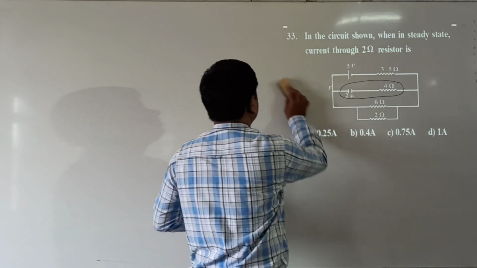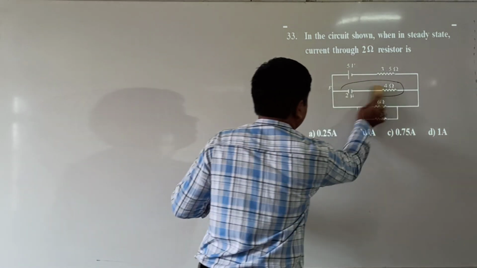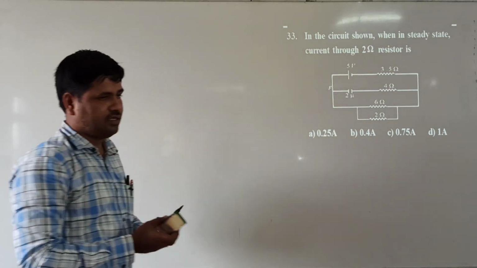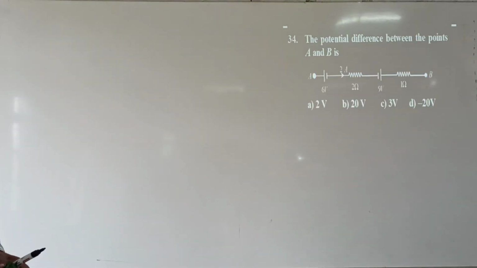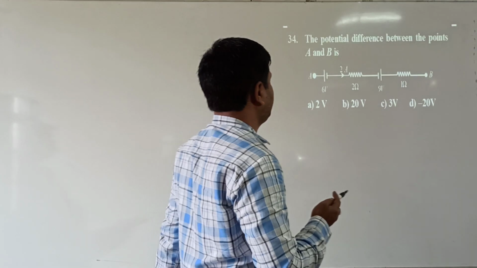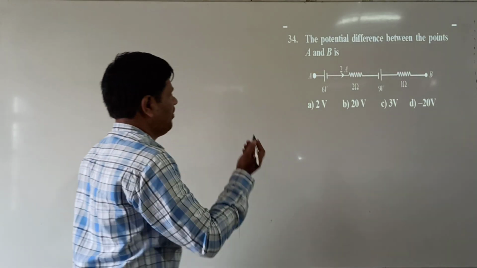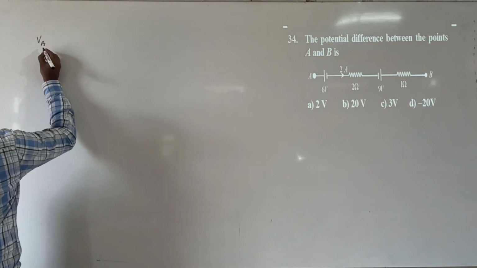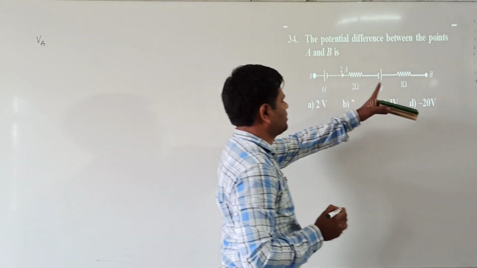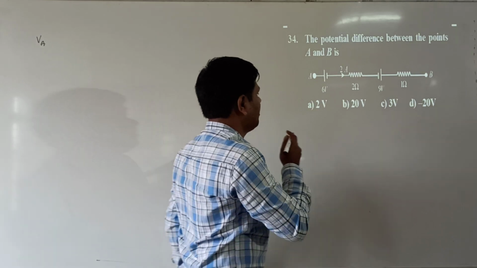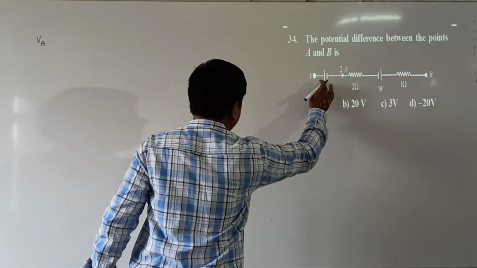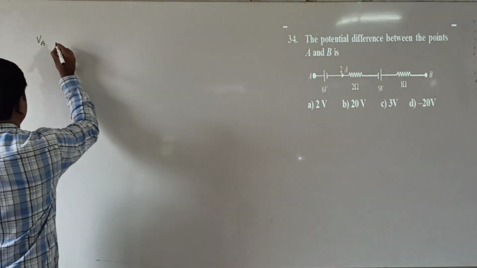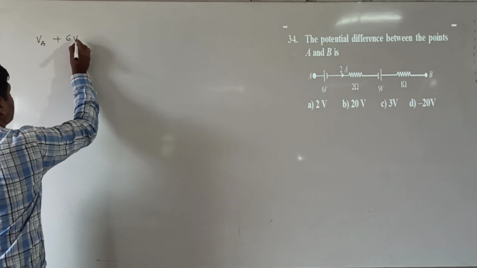Okay. Next we go to question number 34. The potential drop between the points A and B. How to find the potential drop here? This is VA, first potential at A. Potential at B, we are considering as VB. Now this is dropped at the positive end here. This is A, we are writing here plus 6 volt.